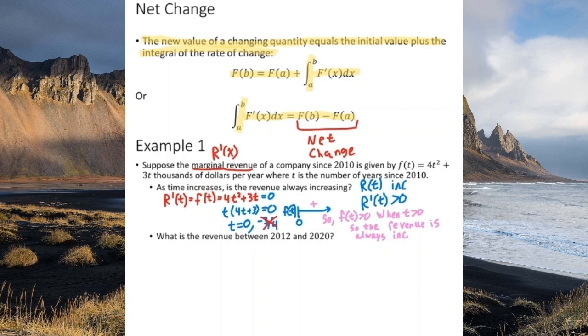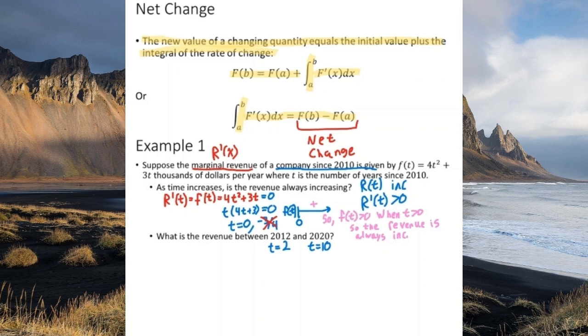Now we're going to determine what is the revenue between 2012 and 2020. We have to be very careful with the wording of the problem. Our model represents the marginal revenue for the company since 2010. Since it is the marginal revenue since 2010, we first have to change our years 2012 and 2020 into appropriate values for t. 2012 is 2 years after 2010, so t would be 2 for 2012, and 2020 is 10 years since 2010, so we'll have t equals 10.